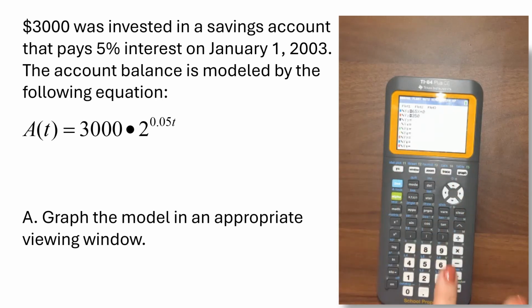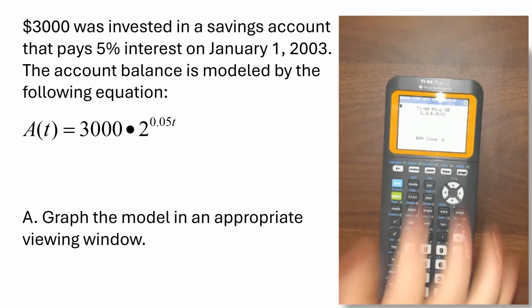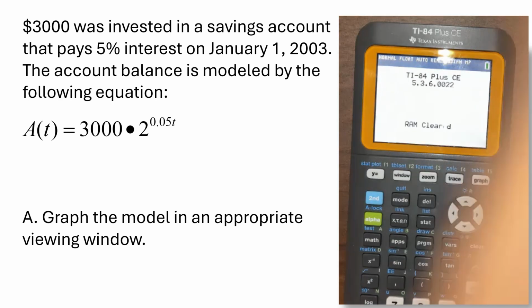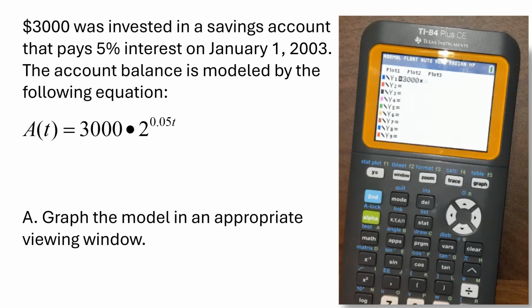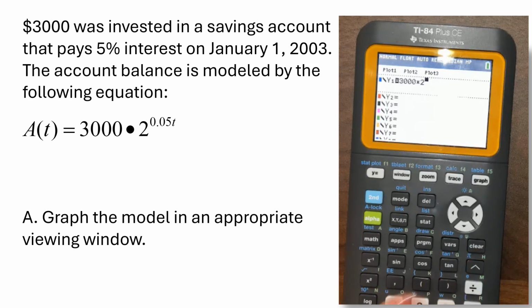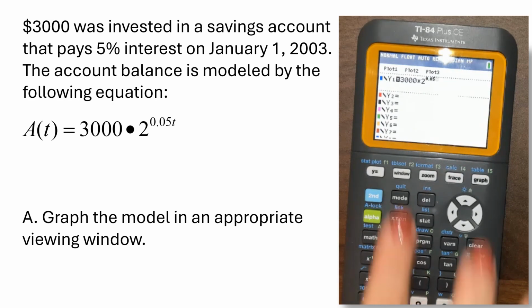So I'm going to always ask you to begin by clearing your calculator. Let me zoom in so you have a little better view of this. And then we're going to go to y equals, I'm taking 3,000 times 2 raised to, now 0.05x.